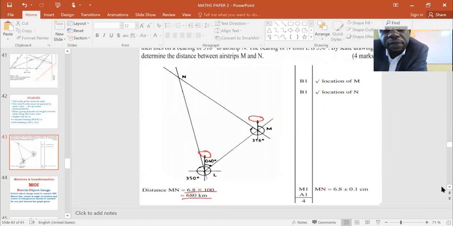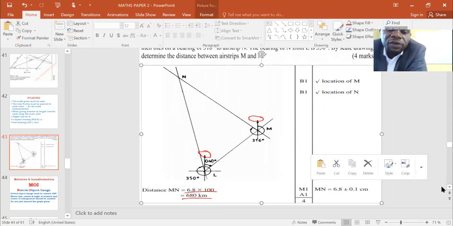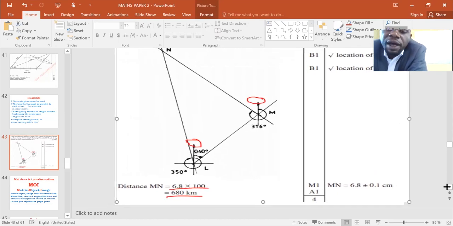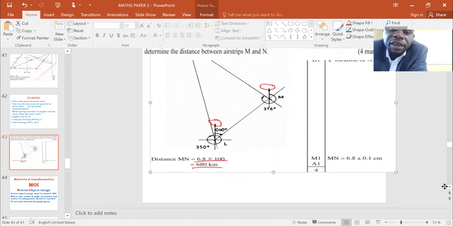If it was 2 marks, I will give you 6.8 and deny you the other one. But if it was 1 mark, I have to see the 680 for you to earn that particular mark. In this particular case, it was M1A1. So the 6.8 will earn you 1 mark because it was 2 marks, and then the 680 will also earn you another 1 mark. But if it was only 1 mark, I have to see the 680.